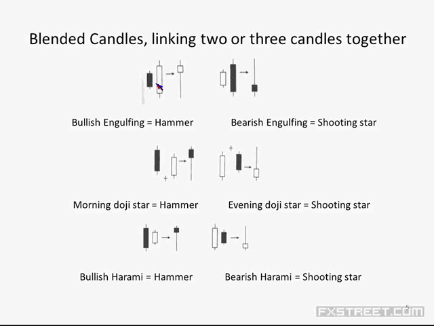Well, you've got a hammer. Taking it just the one candle itself, well, that's an engulfing. Right, okay. The exact opposite of that then is this little pair of candles. And this one, we've got a bearish candle here. Blend the two together. What do we got? We got a shooting star.